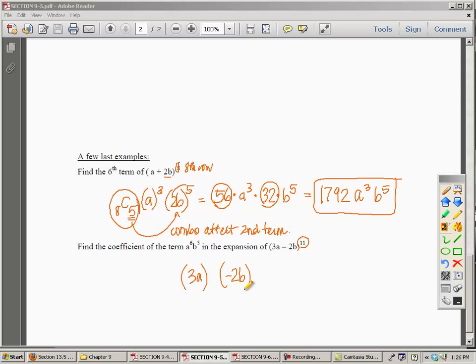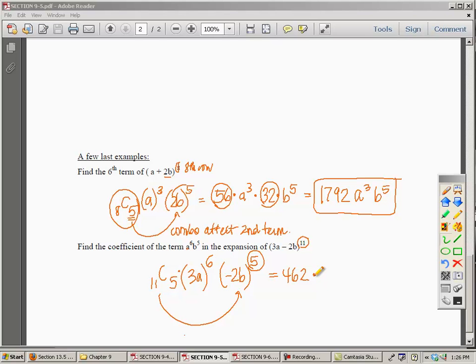Now I want my a to be a power of 6. So this one has to be the 6. I want b to be a power of 5. So the b has to have an exponent of 5. But the question comes down to what combination am I using? Because the combination affects the 2nd term, then I'm going to take the 5 and it's going to be 11 combinations of 5. Okay, so let's write this out. 11 combinations of 5 is 462.